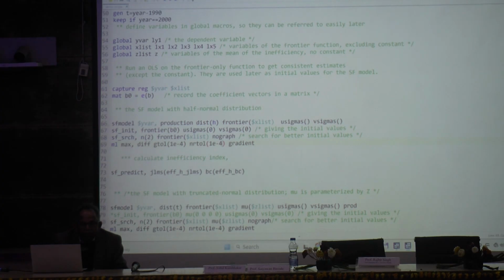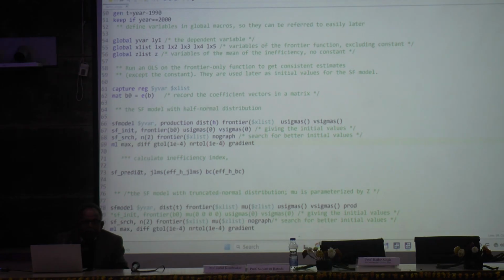This is 66, the SF model, maximizing the likelihood function to get your parameter estimates, and then we are calculating efficiency or inefficiency. I put a star, meaning that it is not a command; it's just a comment line for you to read what you did in that step.